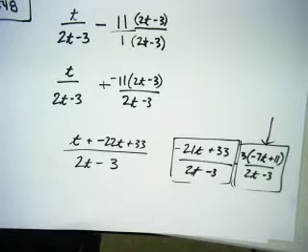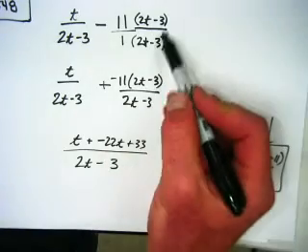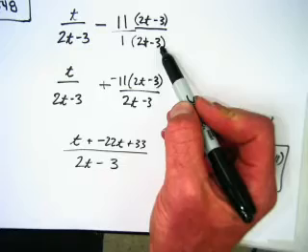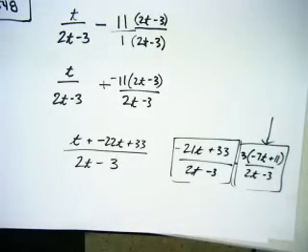So basically we were just multiplying the second expression, the 11, by 2t minus 3 over 2t minus 3 to get a common denominator. There are tougher ones, but this is a good basic one for you guys to look at.